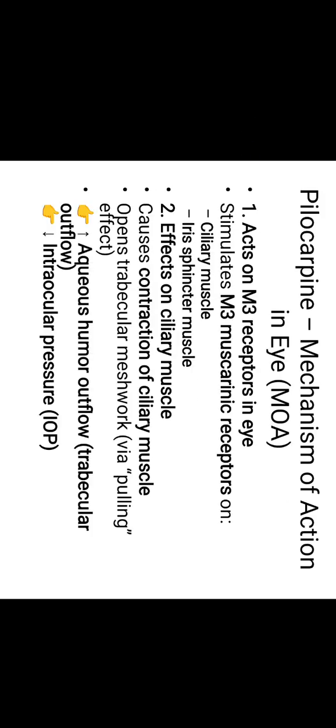So I'll just explain the pilocarpine mechanism of action in the eye. It acts on the M3 receptor in the eye, stimulating M3 muscarinic receptors on ciliary muscles and iris sphincter muscles. The effect on ciliary muscles causes contraction of the ciliary muscles, opens the trabecular meshwork, increases aqueous humor outflow, and decreases IOP. And the effect on the iris sphincter causes miosis.